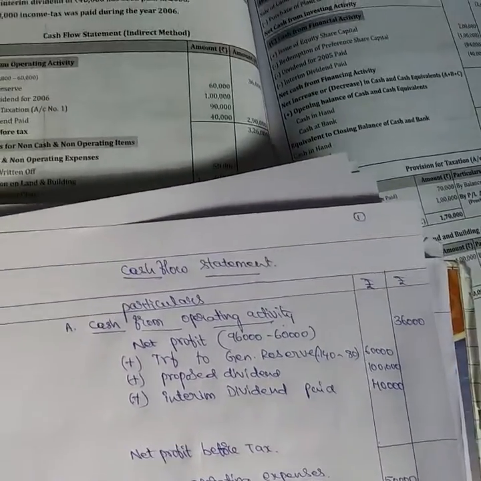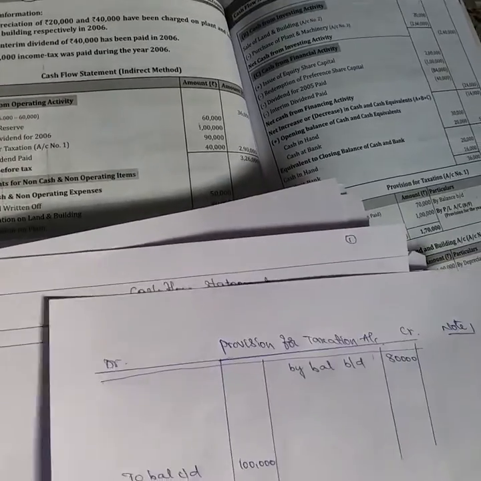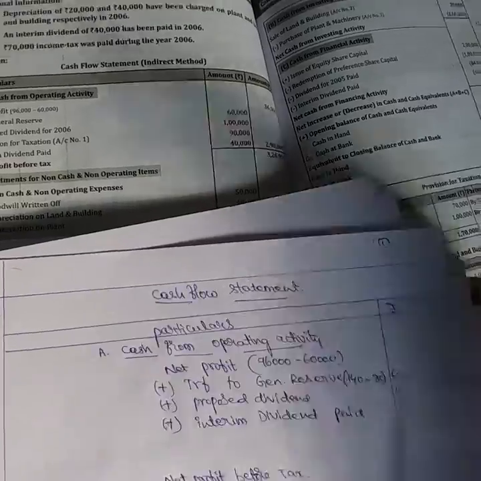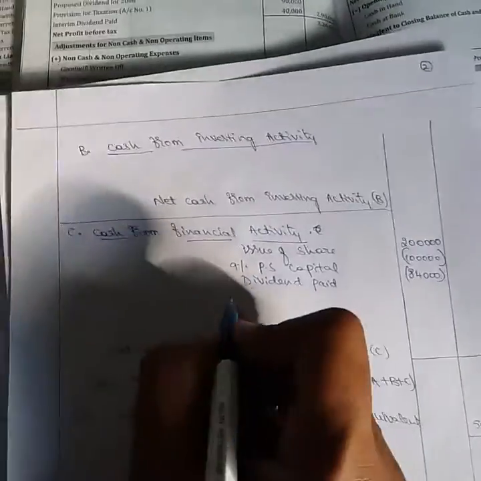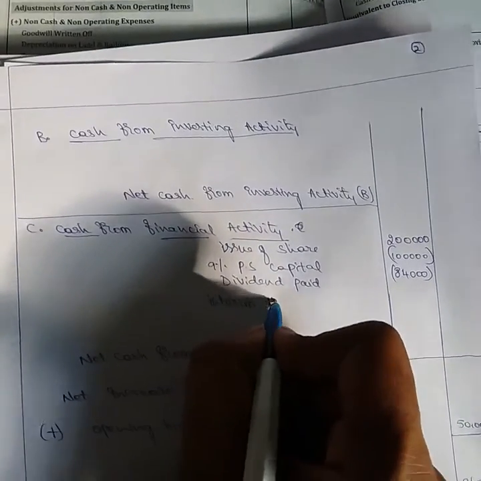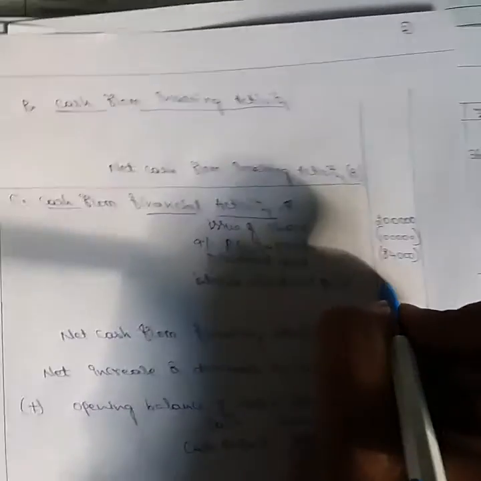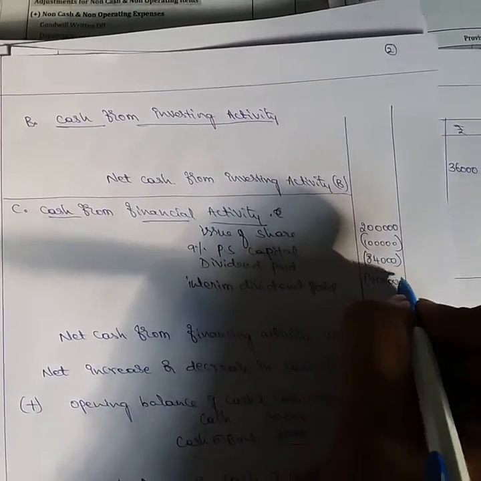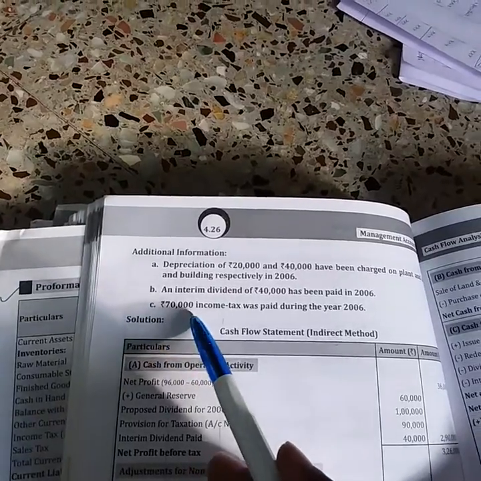Number 2, dividend paid is a financing activity. It comes under financing activity. So in financing activity 40,000 is shown as outflow. Financing activity, interim dividend paid. Outflow 40,000. Interim dividend paid, outflow 40,000. Second adjustment is finished. Go to third adjustment, income tax paid.